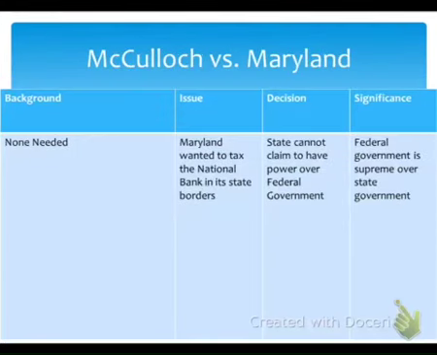McCulloch versus Maryland is another court case we talked about. The issue here was Maryland wanted to tax the national bank within its state borders. Well, we know that a state cannot tax the nation. Remember, the nation under the Constitution is superior to the states. And so the significance of this court case is that the federal government is supreme over the state government.